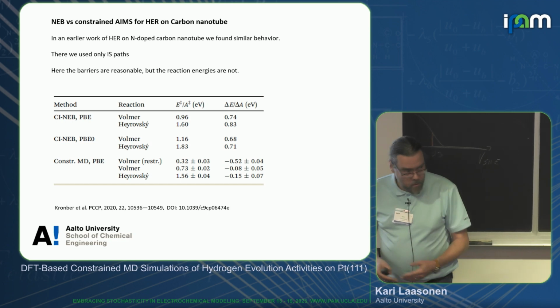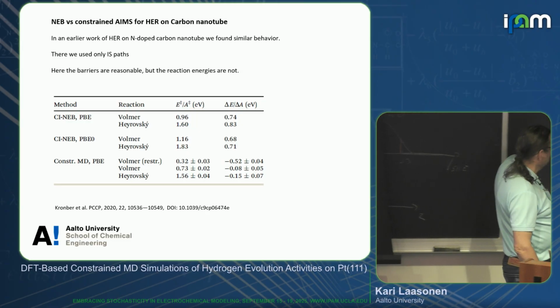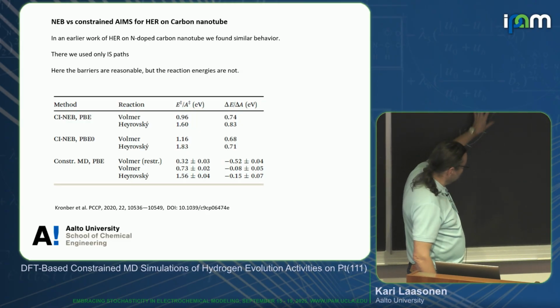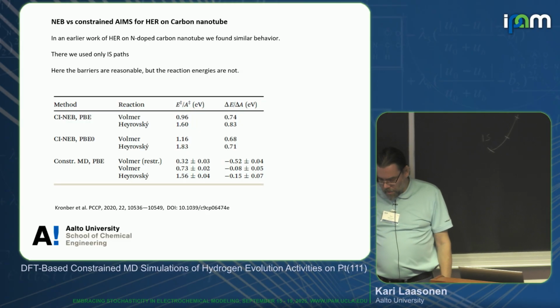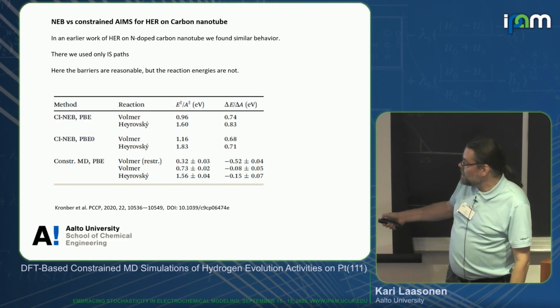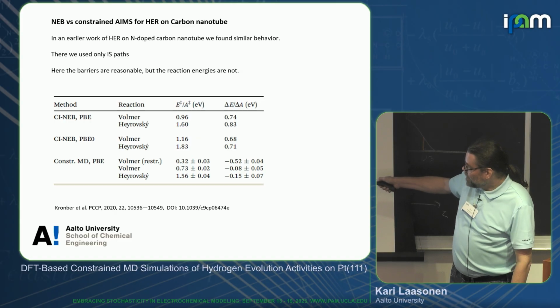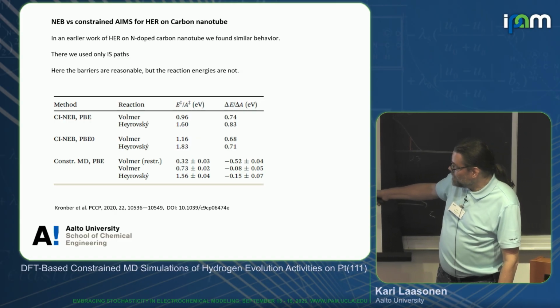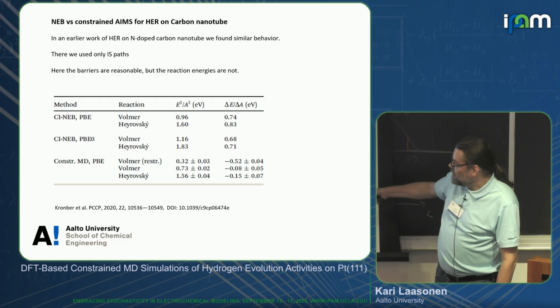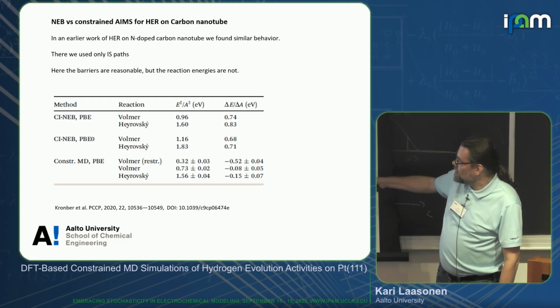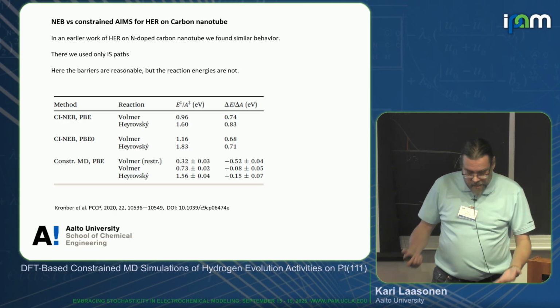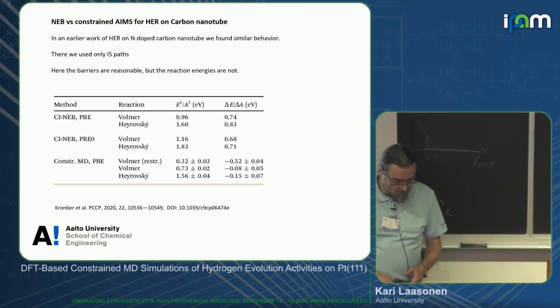But here, if we look at this initial type thing, then we get that the barriers are quite fine, but the reaction energy. So basically, if you look, this is the reaction energy. You see that here with the constrained DFT or ab initio MD, we get slightly negative values, whereas these are highly positive. So it's clearly different.